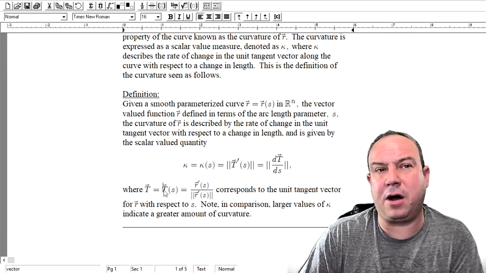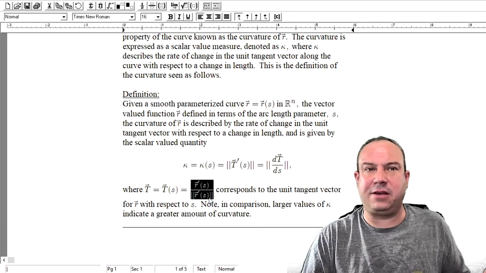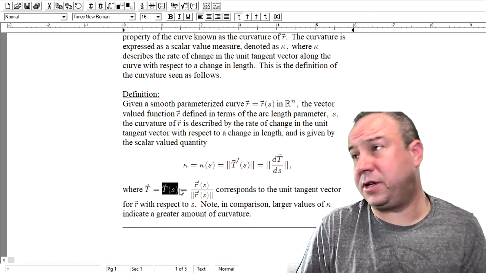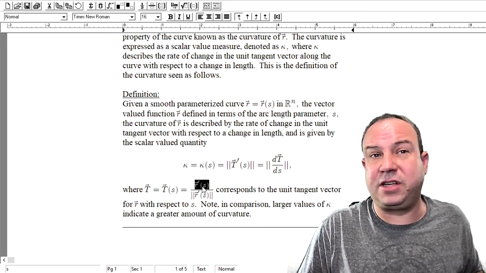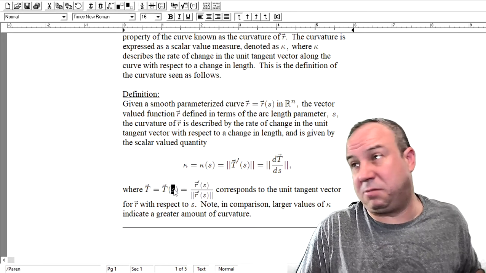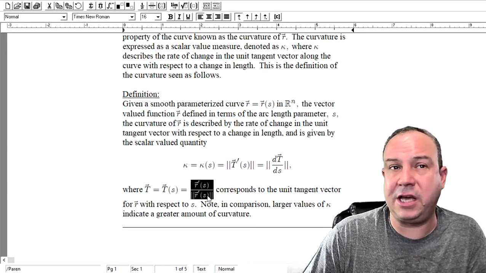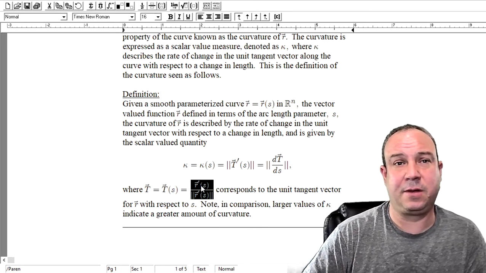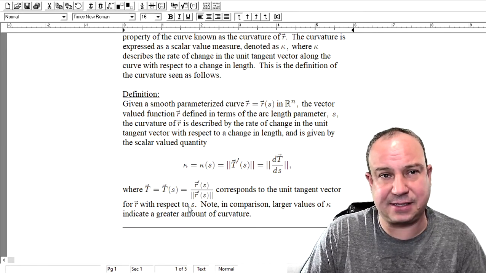Where when we think about T bar in terms of S, the unit tangent vector in terms of S, it is calculated with the defined value for the unit tangent vector, right? The defined value says T bar of t, where t is any parameter, is just the derivative of R bar over the magnitude of that derivative, right? And S is any parameter. Specifically, it's the arc length parameter, but it's also just any parameter, so it follows from a similar calculation. It is R bar prime of S divided by the magnitude of R bar prime of S, right? And this corresponds to the unit tangent vector for R bar with respect to parameter S.